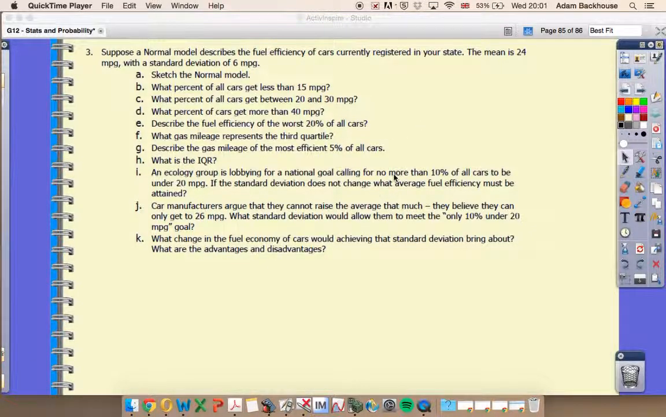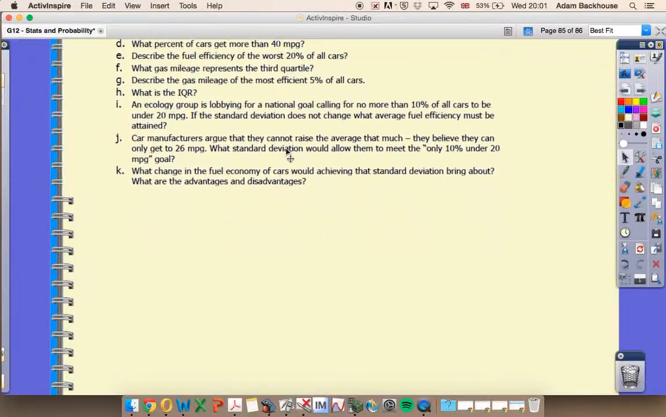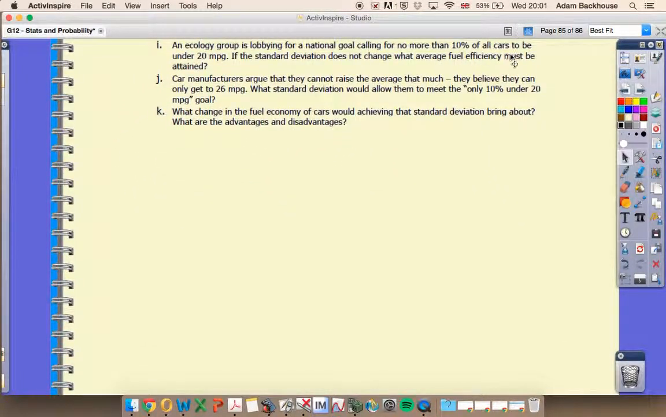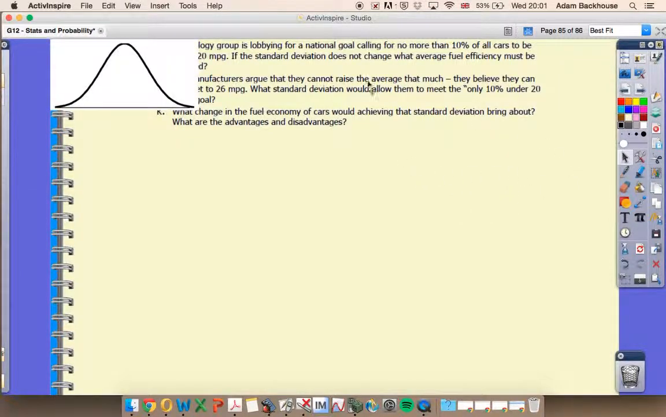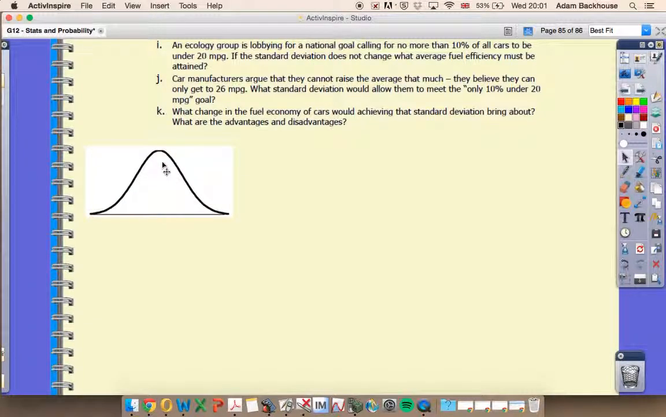So here we're saying that no more than 10% of all cars should be under 20 miles per gallon. We're keeping our standard deviation from the start, which was 6, and we want to figure out what the mean has got to change to in order for us to meet this condition of 10% being under 20 miles per gallon. We can't just type in the information we know into our calculators for this, so we're going to have to use a bit of a trick. I'm just going to put down the information I know.